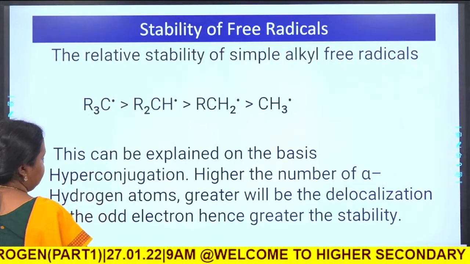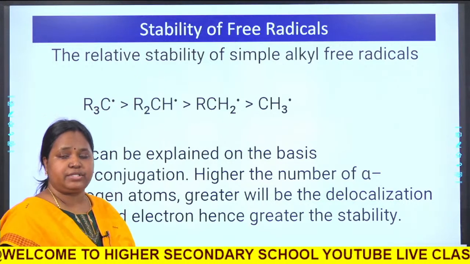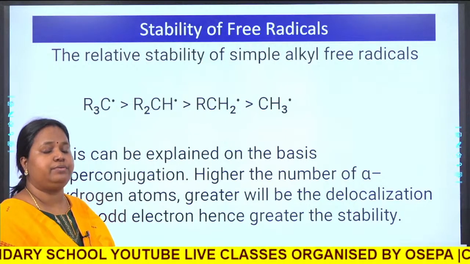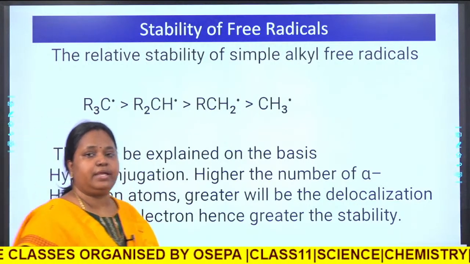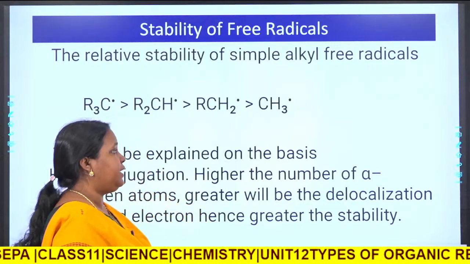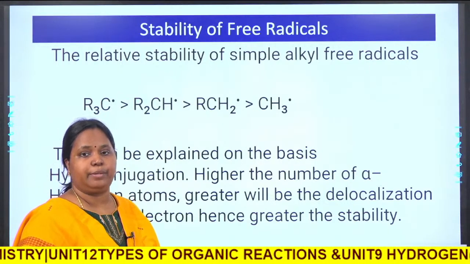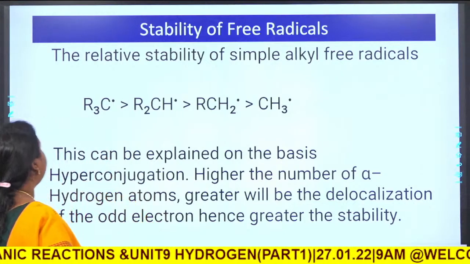Now let us see the stability of the free radicals. We have already discussed the stability of the free radical in the hyperconjugation chapter. The stability of the free radical can be explained on the basis of hyperconjugation. That is, tertiary will be more stable than secondary, than primary. It is due to the hyperconjugation effect. Let us see.